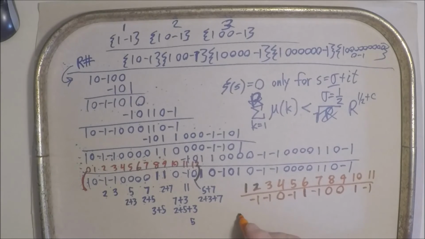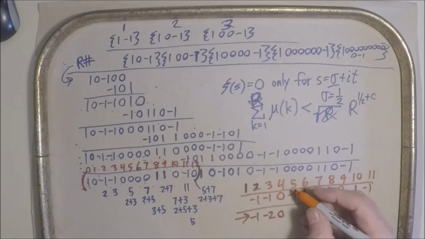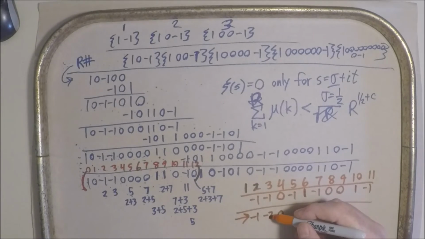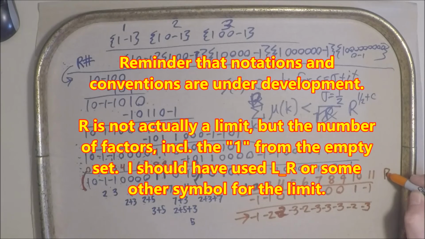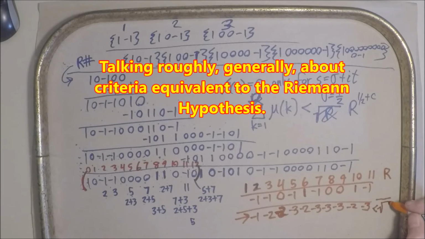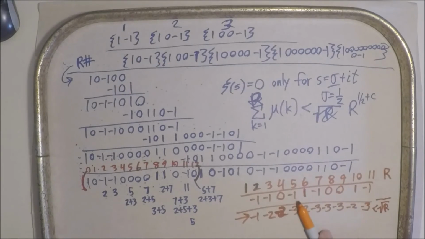And then if you sum those, negative 1, negative 2, 0, negative 1 plus negative 1, negative 2 plus 0, negative 2, negative 3, negative 2, negative 3, negative 3, negative 3, negative 2, negative 3, etc. So following this sequence out, the contention is that by the time we get to R, this number that appears here, the running total, is less than radical R. That these cannot accumulate to get a running sum that's any bigger than this.